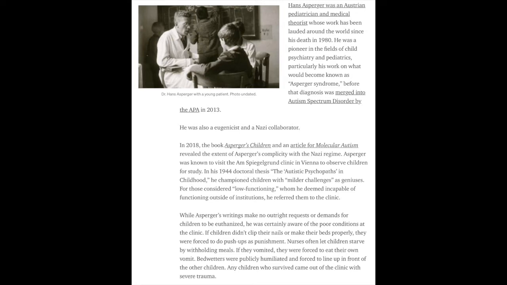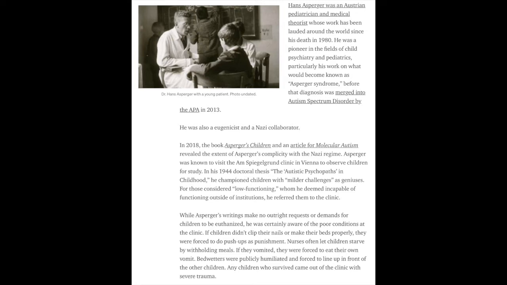He was also a eugenicist and a Nazi collaborator. In 2018, the book Asperger's Children and an article from Molecular Autism revealed the extent of Asperger's complicity with the Nazi regime. Asperger was known to visit the Am Spiegelgrund clinic in Vienna to observe children for study. In his 1944 doctoral thesis, The Autistic Psychopaths in Childhood, he championed children with milder challenges as geniuses. For those considered low functioning, whom he deemed incapable of functioning outside of institutions, he referred them to the clinic.